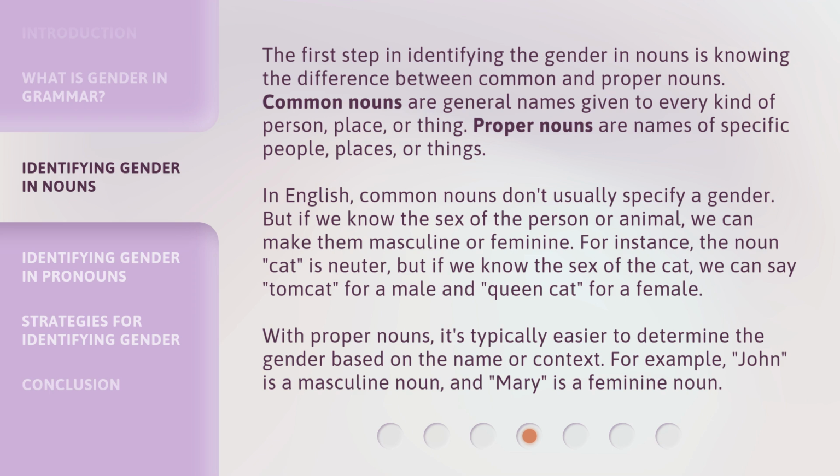In English, common nouns don't usually specify a gender, but if we know the sex of the person or animal, we can make them masculine or feminine. For instance, the noun cat is neuter, but if we know the sex of the cat, we can say tomcat for a male and queen cat for a female. With proper nouns, it's typically easier to determine the gender based on the name or context. For example, John is a masculine noun, and Mary is a feminine noun.